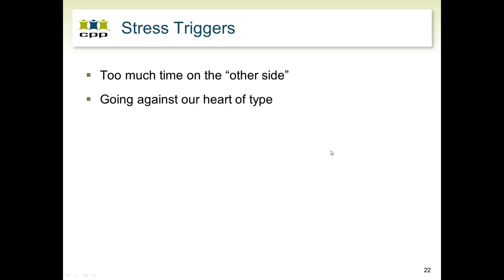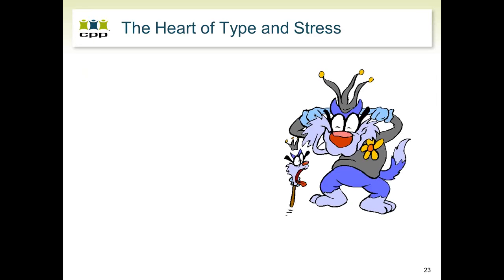The other stress trigger is often when we're asked to go against what our heart of type stands for. And I'll give you some examples of this because it's a little more complicated. For instance, ST types tend to feel the most stress when they're expected to do something but they aren't told how to do it. Their instructions are unclear. And I often see this with ST participants in our online certification program.